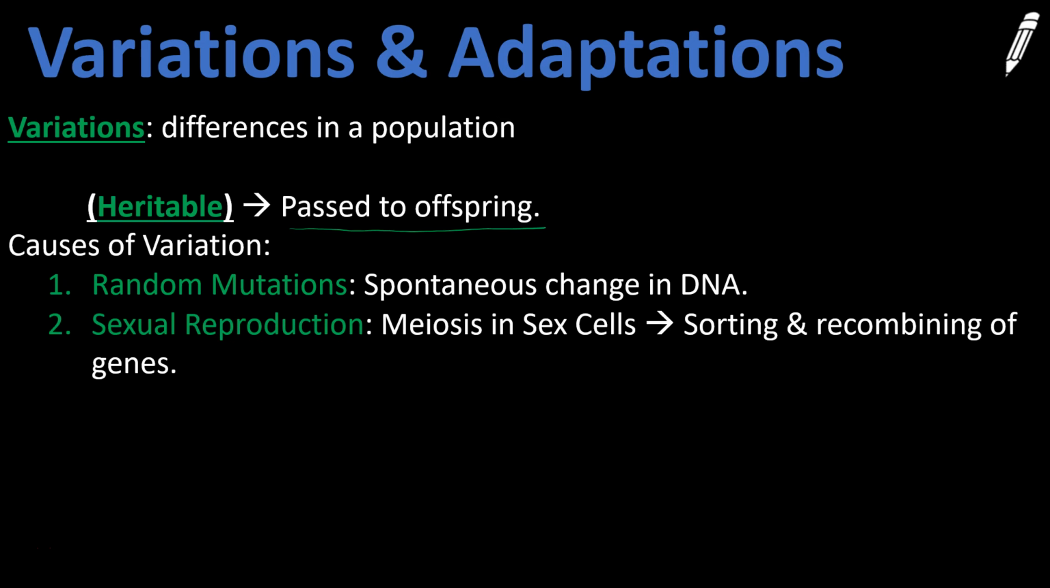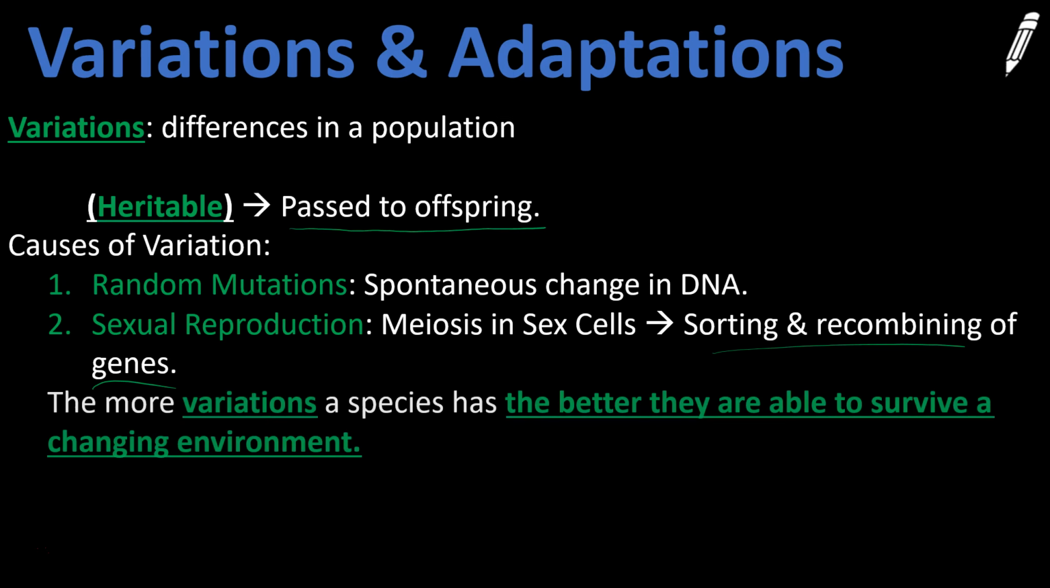And the next we have sexual reproduction. So if you think back to meiosis and the formation of gametes, you have the chromosomes from your mom and the chromosomes from your dad. They exchange segments of DNA, and that increases variation. So it's this sorting and recombining of genes in sexual reproduction that increases variation. Now, the more variation that we have in a species, the better they're able to survive a changing environment.